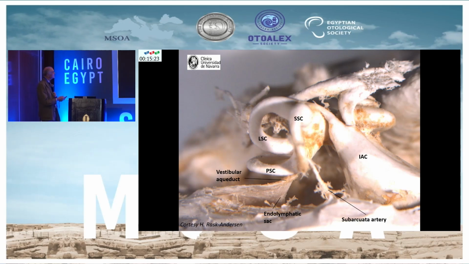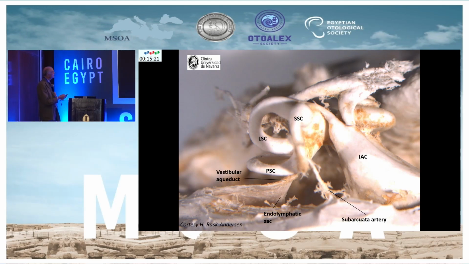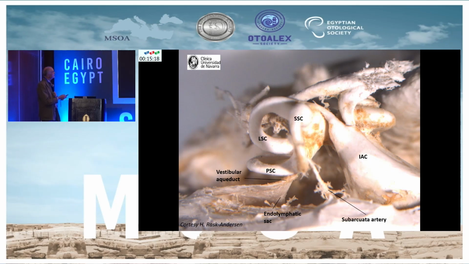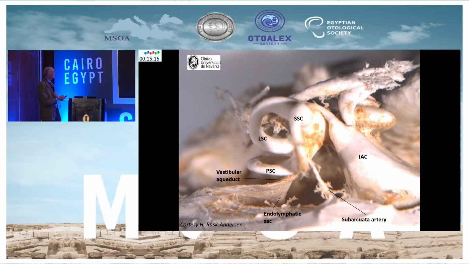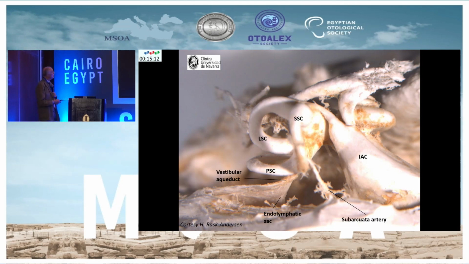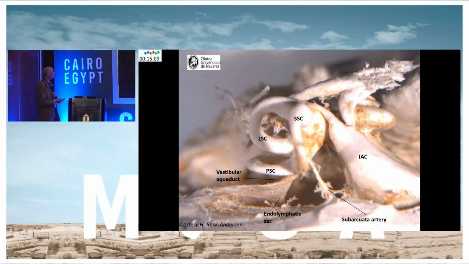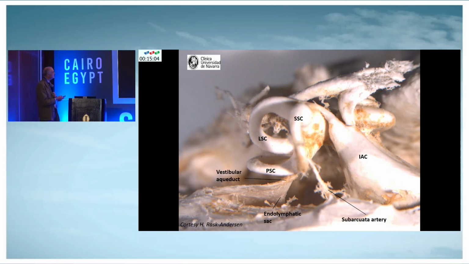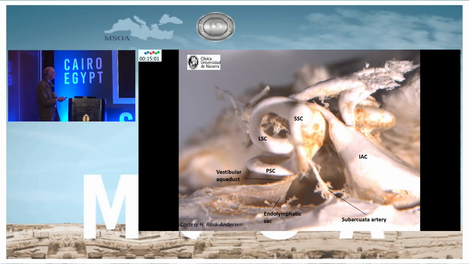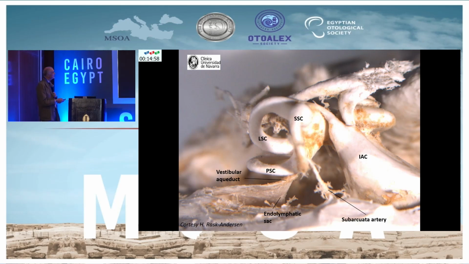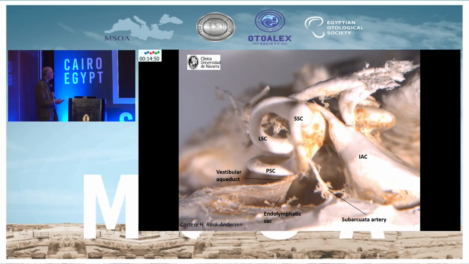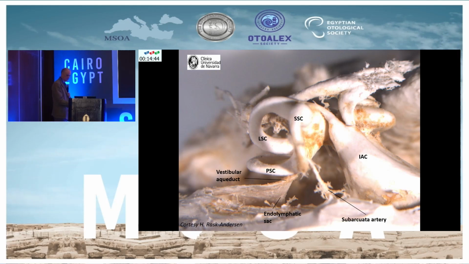Observe here how the facial nerve is. This is the geniculate ganglion. Here is the vascularization at that level, the second portion of the facial nerve. And here you can see how the vestibular nerve is coming to the vestibule. And here you can observe behind the cochlea the cochlear nerve in this portion. It's interesting to observe the subarcuate artery going in the center of the superior semicircular canal.